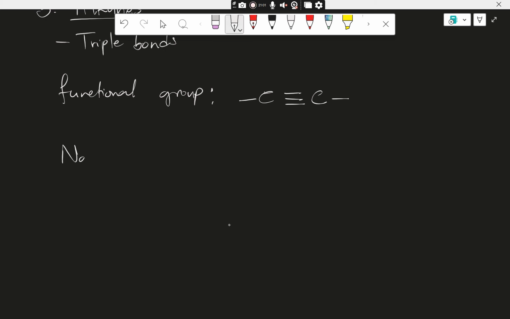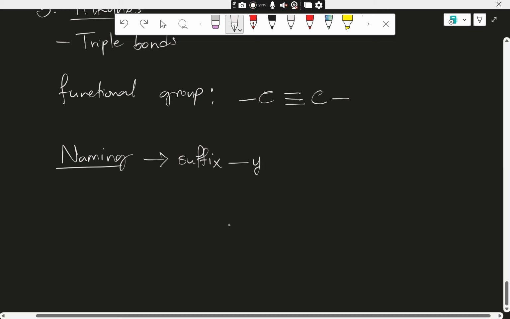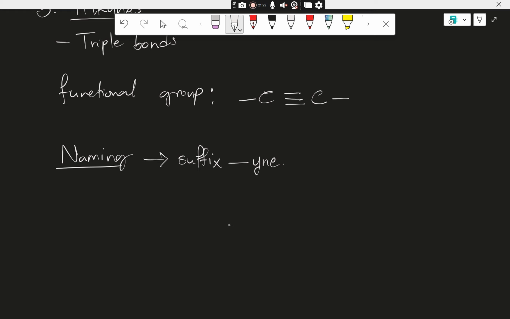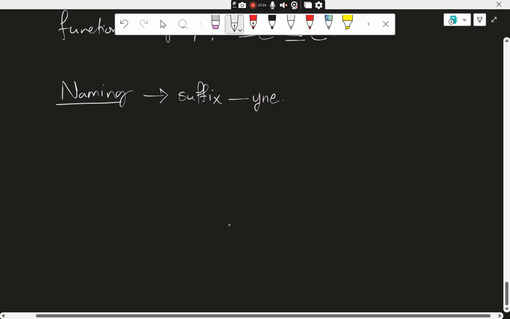And then the naming, let's just get to the naming first before we move on. The suffix for this one, instead of A-N-E as in alkanes, it will be Y-N-E. So you see now the pattern, alkanes, right? So that's how it should be.